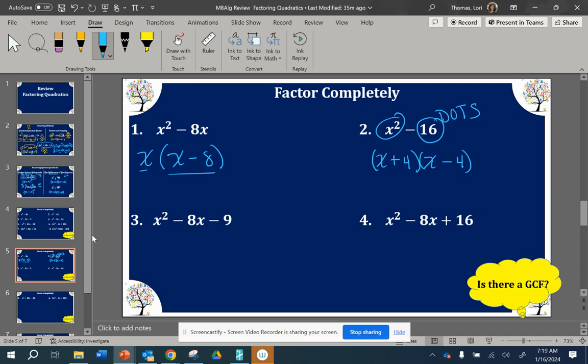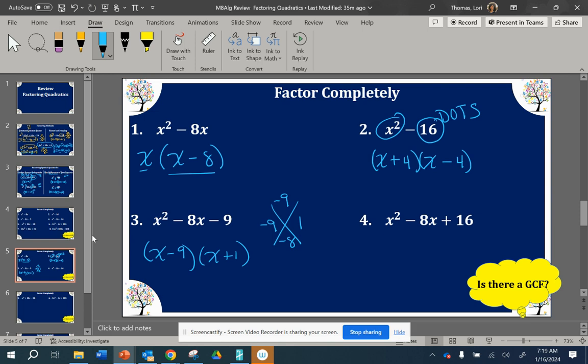There is no GCF. Our A value was 1. 1 times -9, and then -8. So we think of the two factors, and it's going to be -9 and 1. And so we have x minus 9 times x plus 1.